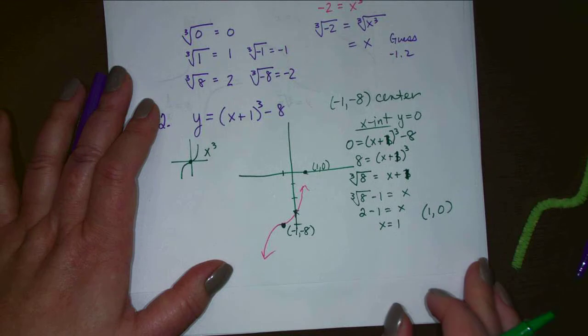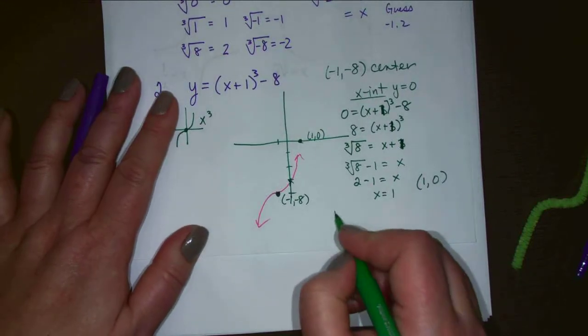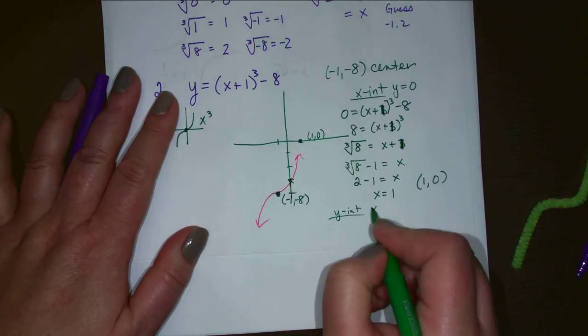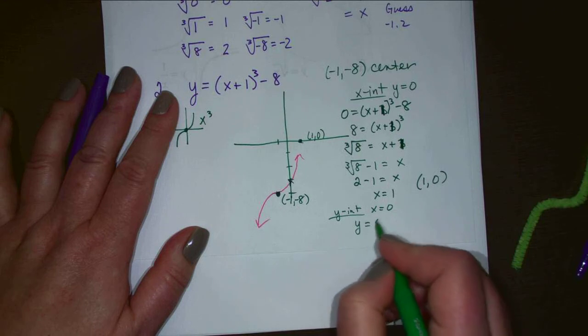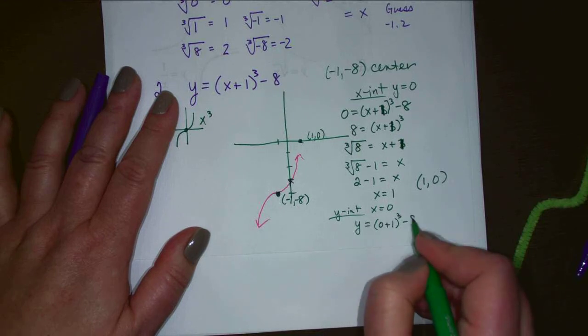Now the y-intercept, we're going to let x equal 0. So y equals 0 plus 1 cubed minus 8. What's 1 cubed?